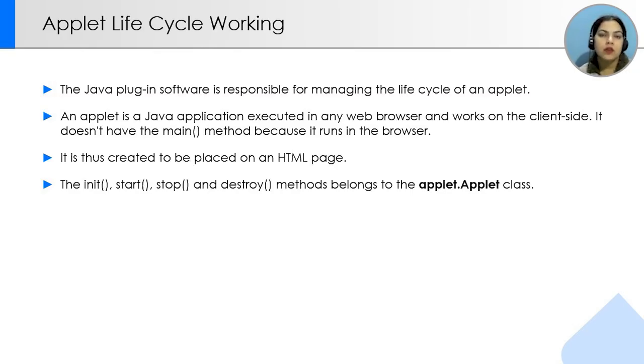So the very first step of the life cycle of an applet is that Java plugin software is responsible for managing all the life cycle of an applet. An applet is a Java application which will be executed in a web browser and which will work on the client side. It does not have a main method because it runs in the browser. So whenever we have a program which will run in the browser, there is no need of the main method. It is created to be placed on an HTML page. The init, start, stop, destroy methods belong to the applet class, so whenever we create an applet, all these methods will be called by default.